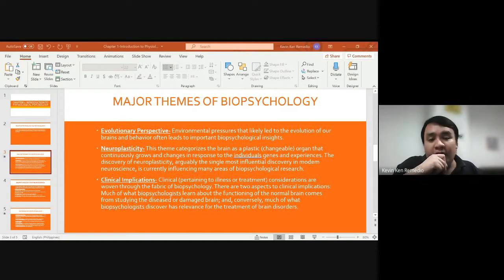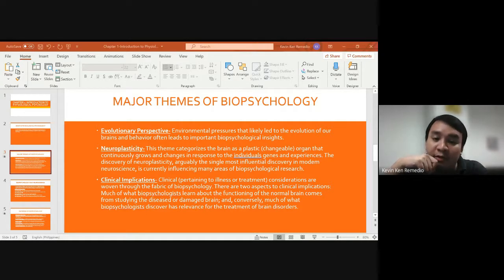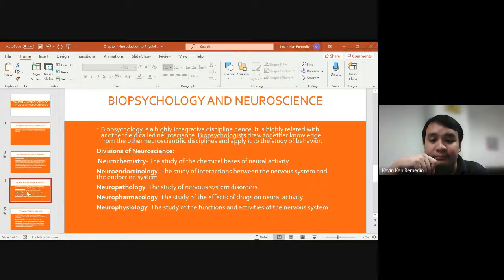Dako kaayo ang contribution ni biopsych or physiopsych ana nga dynamic. So see, physio ang name niya. Simple siya nga name, but it is very far-reaching, class. Evolutionary perspective, naabot sa neuroplasticity, hantod naabot sa clinical implications. Daghan siya gitawag nga branches. And we will know more about that in the next slide.